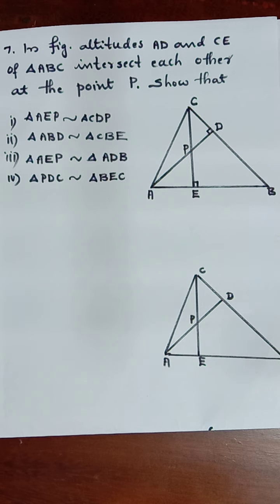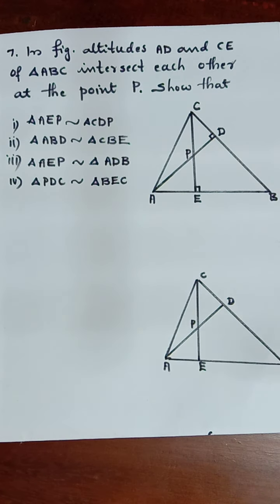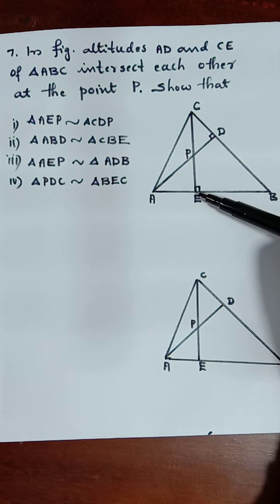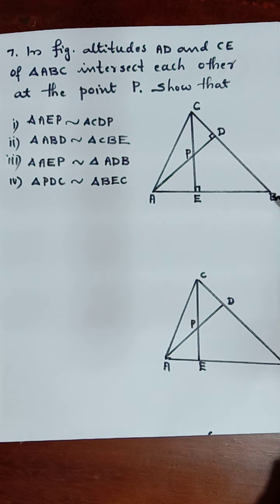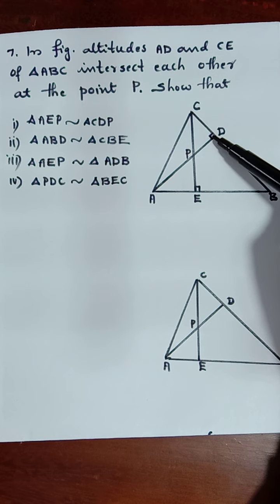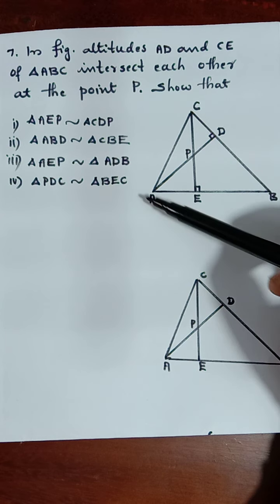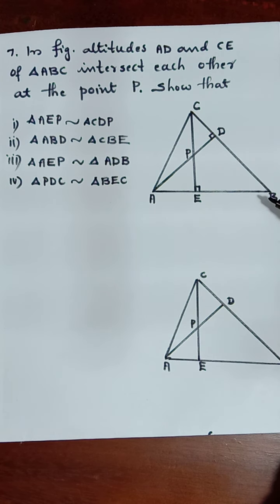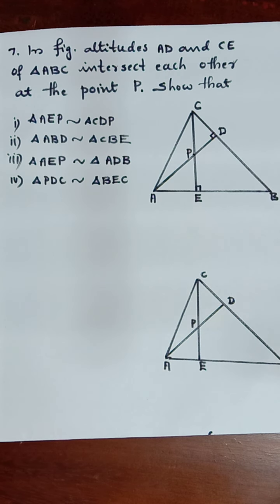Let us go through question number 7. In the figure, altitudes AD and CE of triangle ABC. AD and CE are altitudes. Altitude meaning CE is the perpendicular drawn to AB, and AD is the perpendicular drawn to CB. It is the height of triangle ABC. CE also, same way, is the height of triangle ABC when AB is the base. Both intersect at the point P. Both these altitudes are intersecting at the point P.